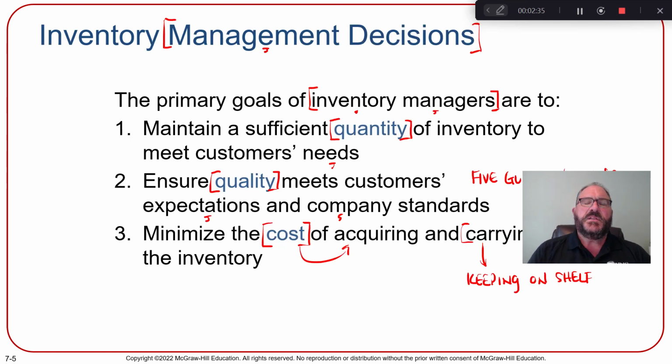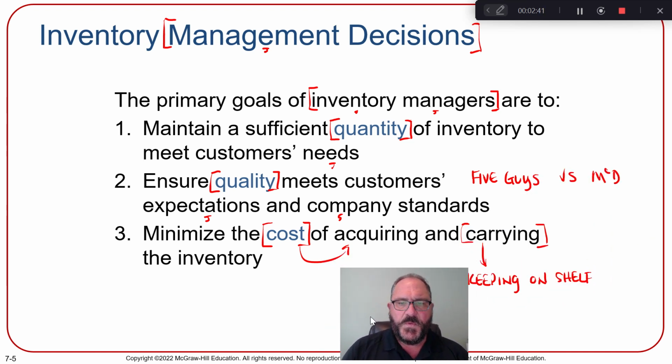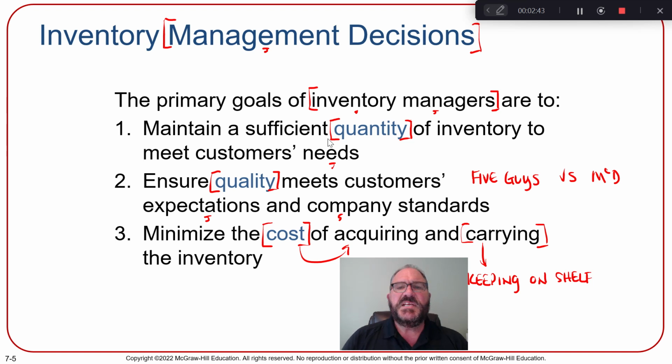Okay. Now, there are some decisions along with inventory management. So, for example, maintain a sufficient quantity of inventory to meet the customer's needs. You can't sell something you don't have. I'm sure you've all gone to a store and you said, oh, I want to buy this thing. And you get there and they don't have that thing, right? And that's not good for customers, right? They're not going to like that.